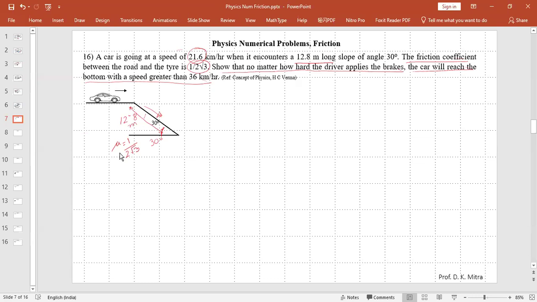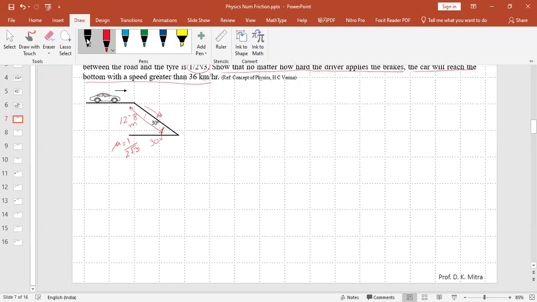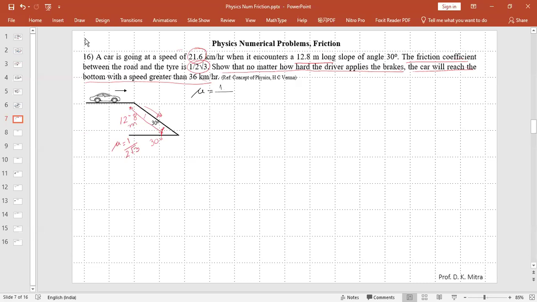So let us try to solve this. Here, what are the things which are given? mu is 1 by 2 root 3. g is equal to 10. It's not mentioned in the sum, but you have to consider it. And it also says final velocity is 36 kilometers per hour, right?